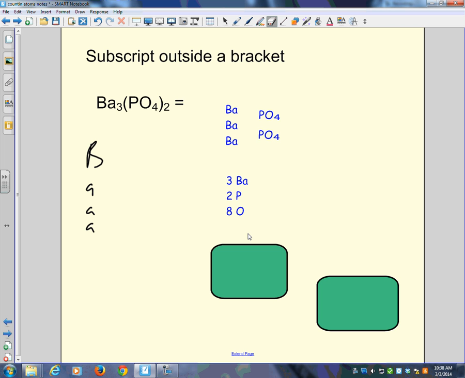Now, how could I get that from just looking? Do I need to write this step down, do you think? Some of you might need that step, and that's okay. I've got 3 Ba's, I've got 2 PO4s, so I've got 2 P's. It's almost like you could put a little 1 there, right? And then you just multiply. 2 times 1 is 2 P's, 2 times 4 is 8 O's. Does that make sense?